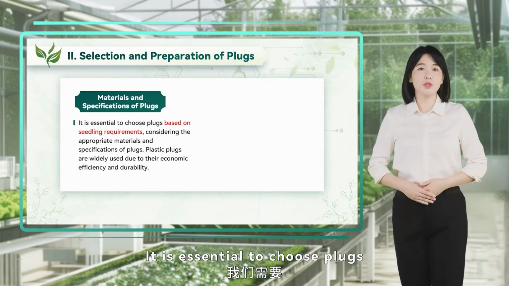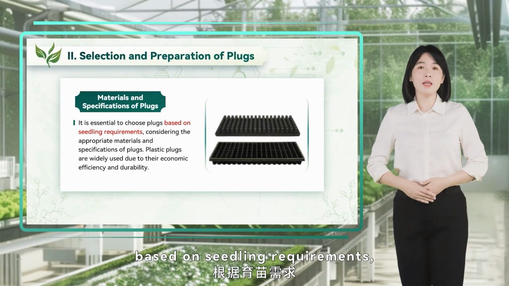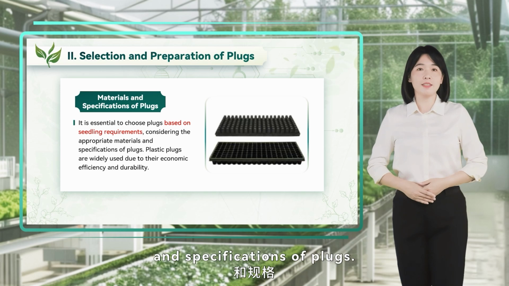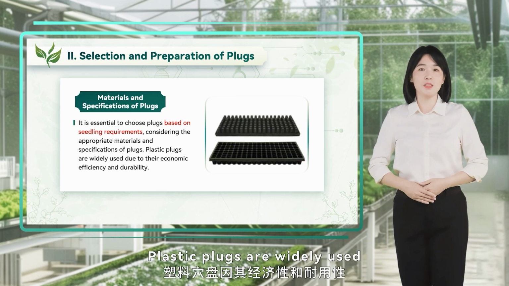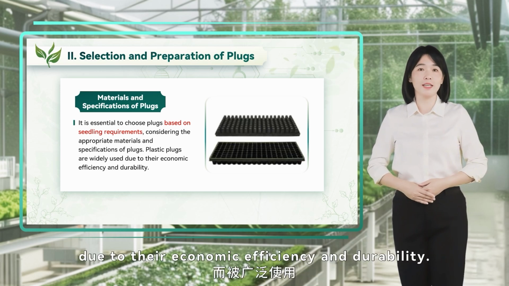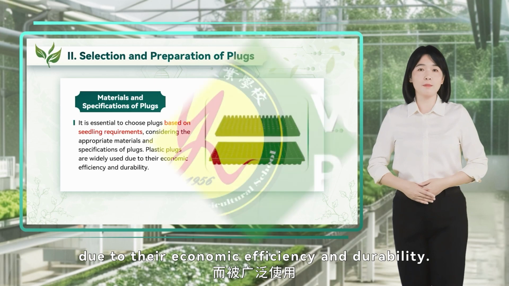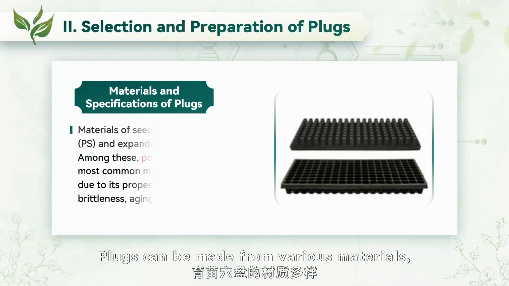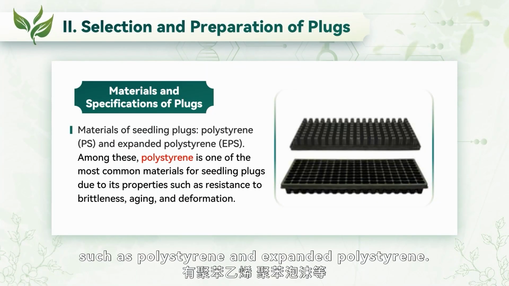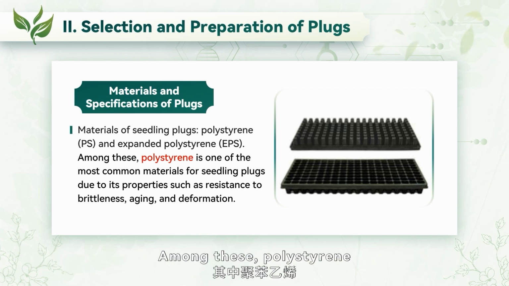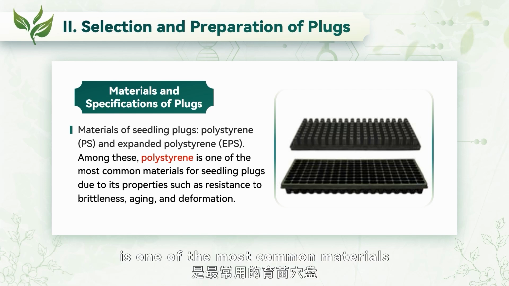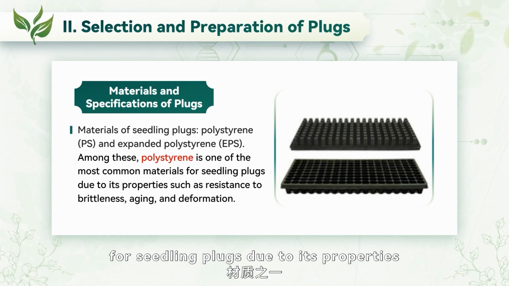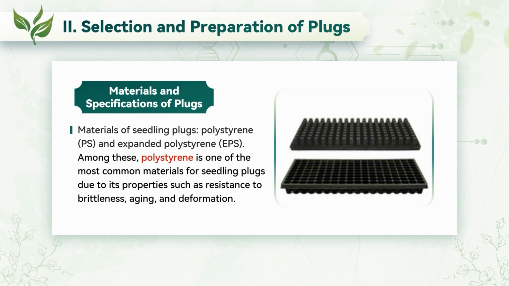It is essential to choose plants based on seedling requirements, considering the appropriate materials and specifications of plants. Plastic plants are widely used due to their economic efficiency and durability. Plants can be made from various materials, such as polystyrene and expanded polystyrene. Among these, polystyrene is one of the most common materials for seedling plants due to its properties such as resistance to brittleness, aging, and deformation, making it particularly suitable for vegetable seedlings.